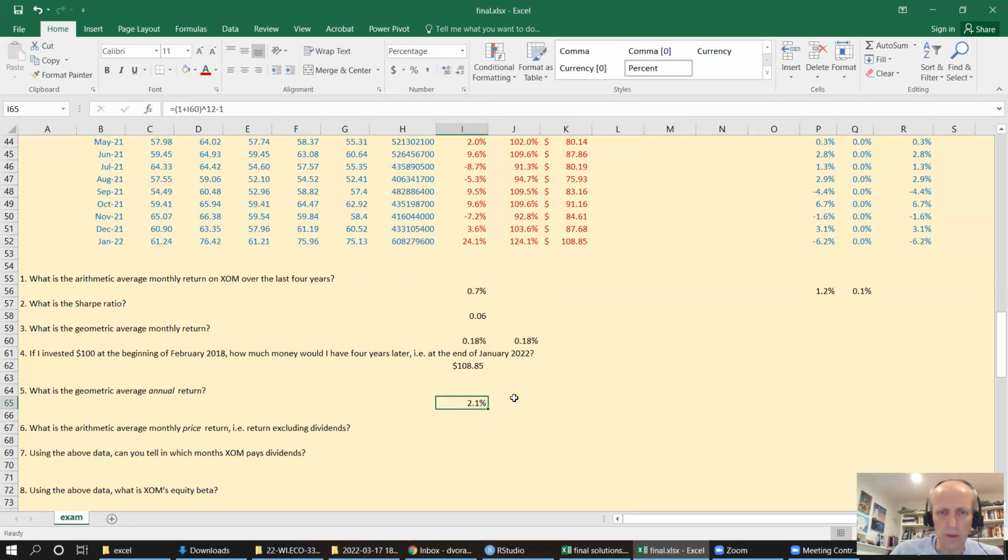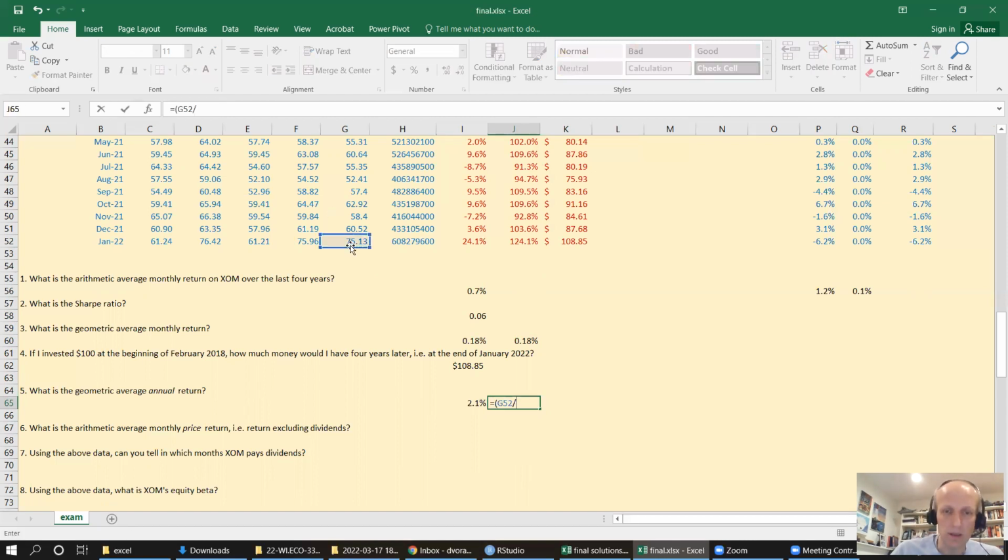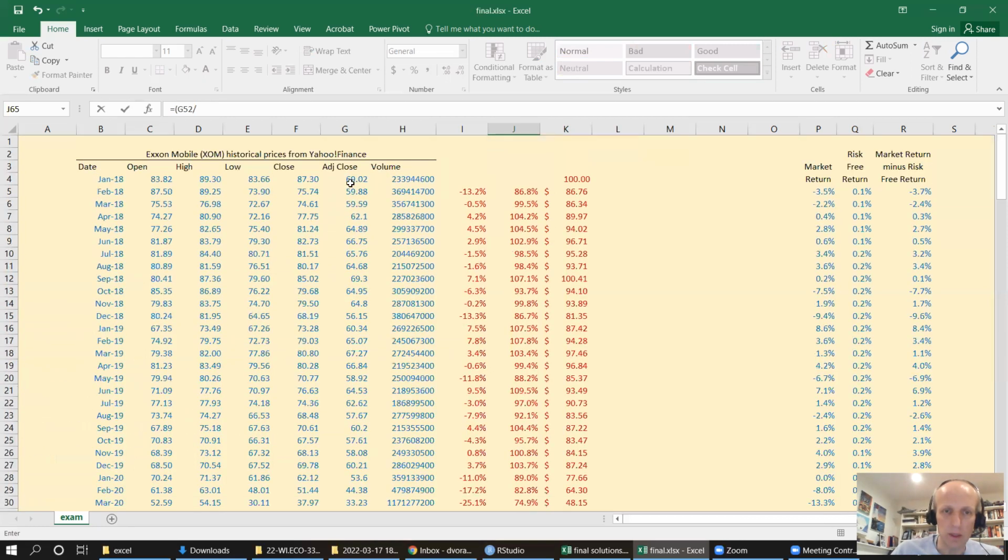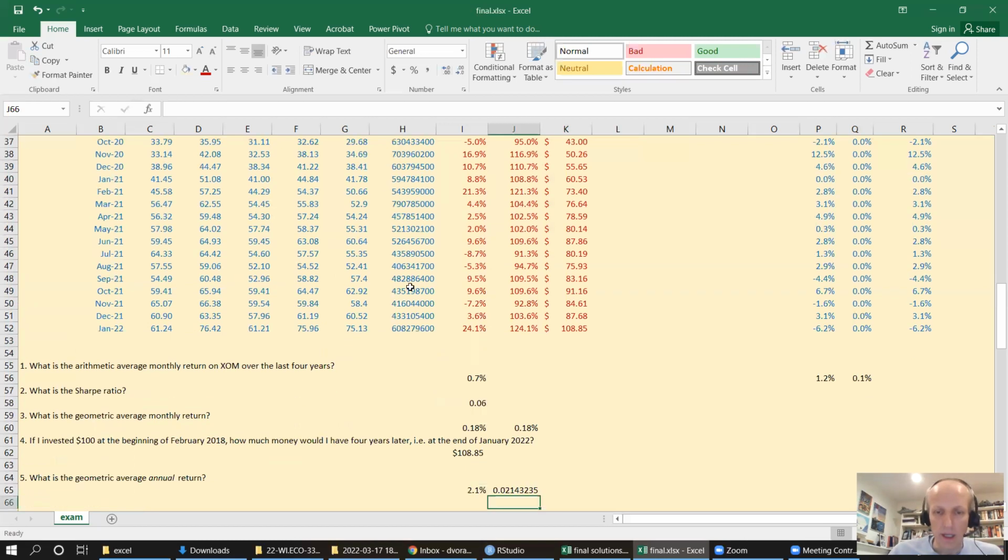We could do it another way. We could do the money that we ended up with divided by the money that we started with. And now pretend that we just have 4 periods because we really do have just 4 years. So we take it to the 4th root, subtract 1, and it gives us the same number.